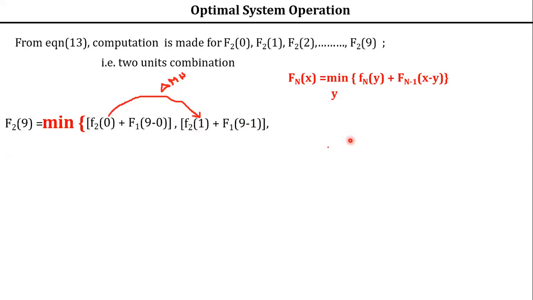Next comma, other combination. What is our next combination? This again I am going to increment by a step size of another 1. So it will become F2 of 2. Then this becomes 9 minus 2, isn't it? So this becomes 7, and the total is 9 megawatts. This is how we are sharing the 9 megawatt between unit 2 and 1 by incrementing this y value. Hope you understood this one.